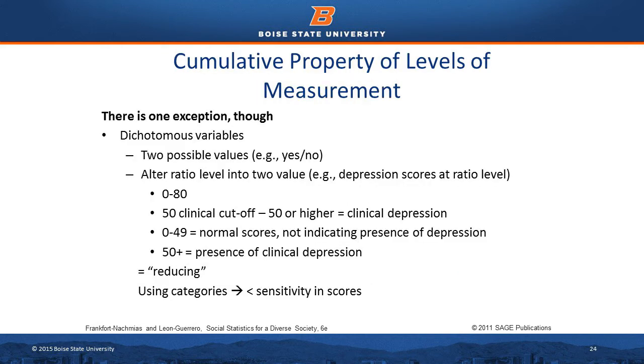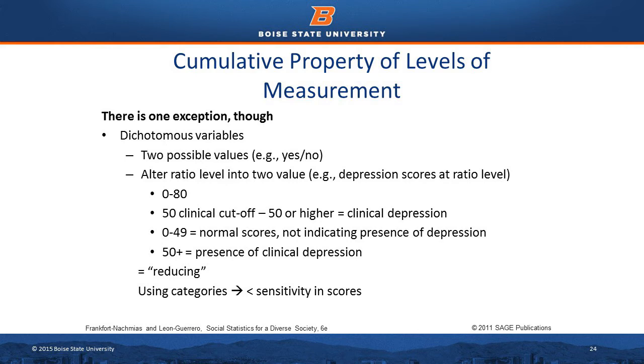Sometimes we want to change a ratio level variable, such as depression scores, into a dichotomous variable or nominal variable. Yes, the individual is clinically depressed, or no, the individual is not depressed. After reading the instructions of the interpretation of a depression instrument, measurement, or tool, we would determine the score that indicates the point where the individual is determined to be depressed.